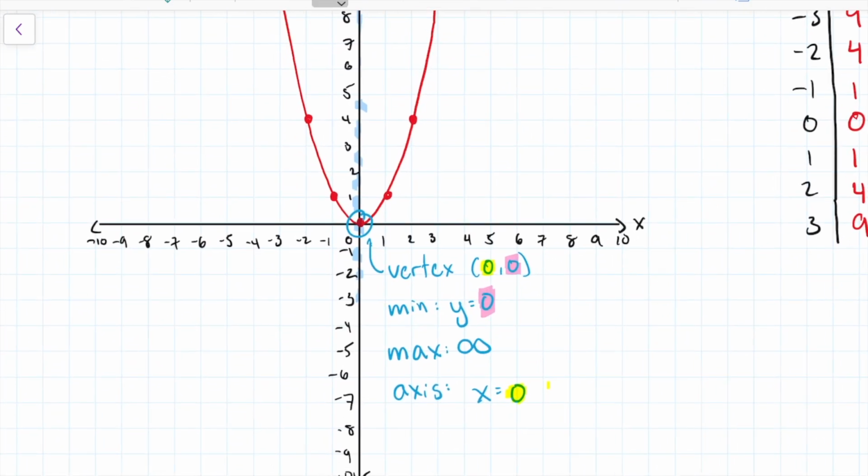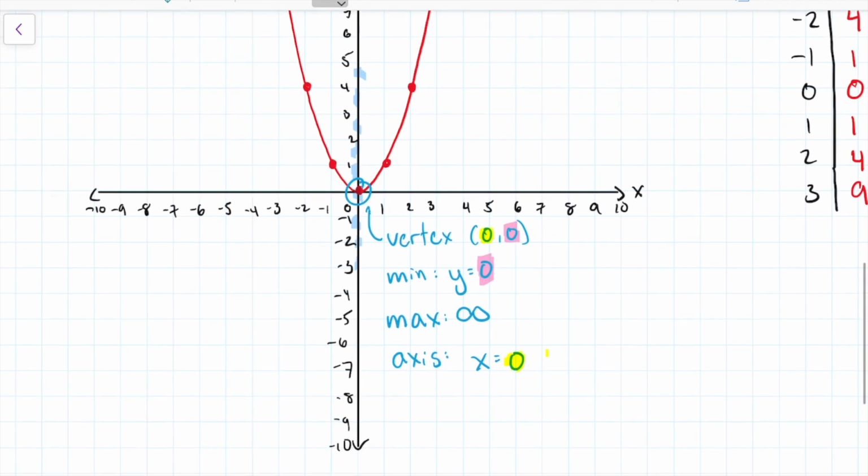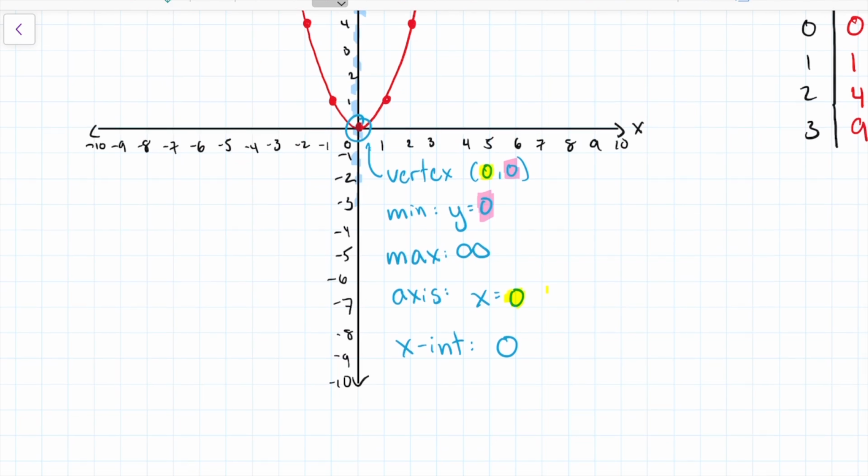Our x-intercepts, in this case, there is only one, which also happens to be our vertex. This particular parabola is pretty boring. So our x-intercept is just going to be 0. Not that there are 0 of them, but it is at 0. You can also write that as a point if you'd prefer, but it's not necessary. Y-intercept is also at 0.